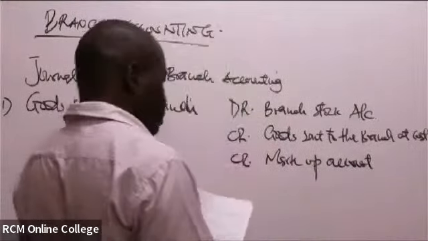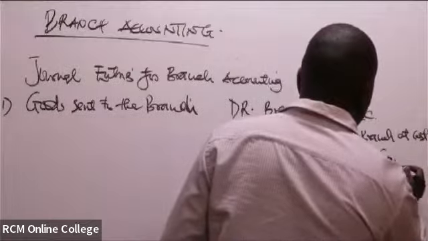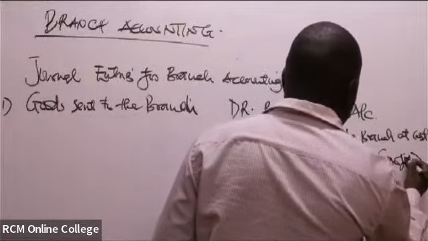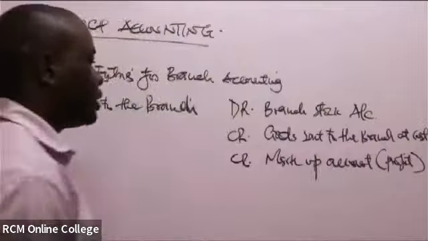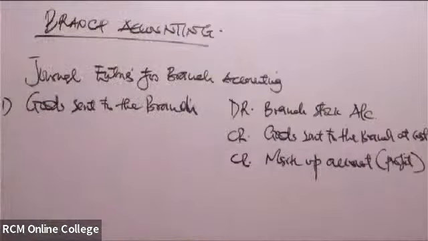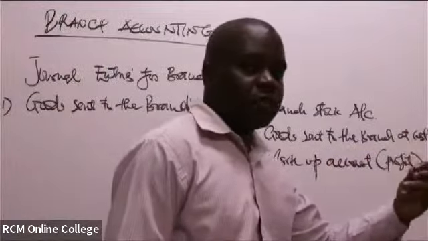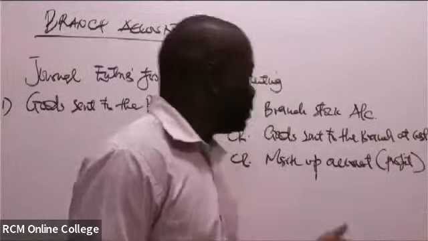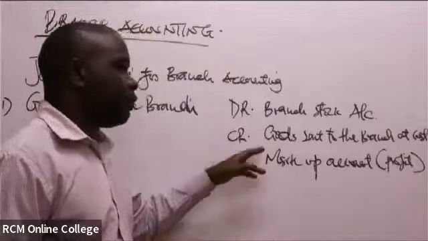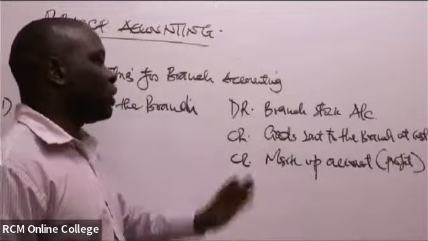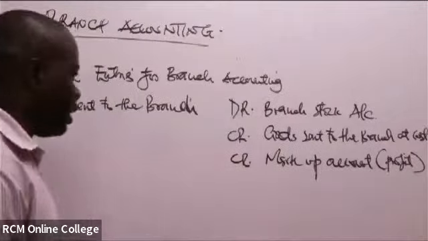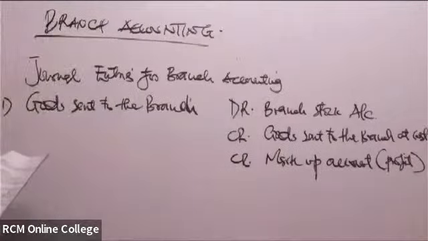The markup account basically accounts for the profit if the goods were sent at a profit. Remember we said there'll be a markup account to be maintained. So if the goods are sent to the branch at cost plus markup, the markup will come in, but the cost goes to the goods sent to the branch account. Credit goods sent to the branch account.